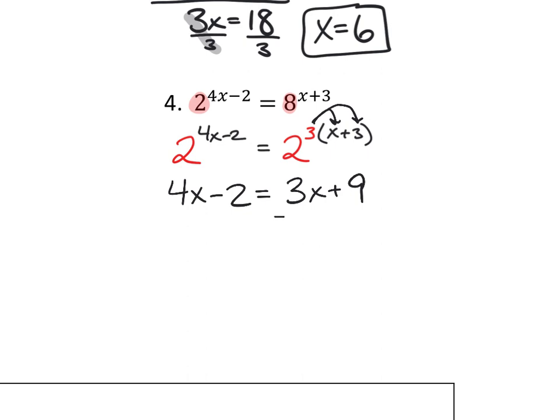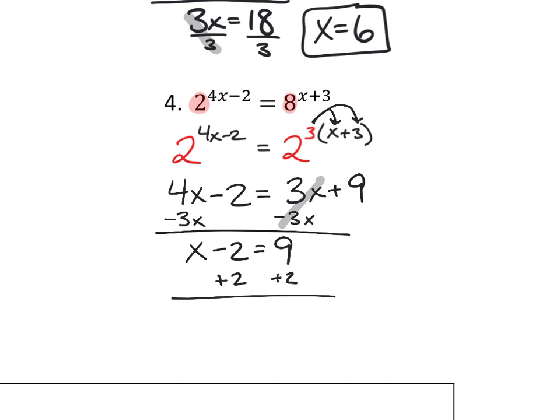We solve for x by subtracting 3x from both sides, which would give me just 1x minus 2 equal to 9. What's the next step? Add 2 to both sides. Very good. So that we end up getting x is equal to 11.